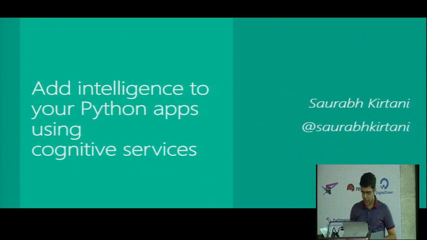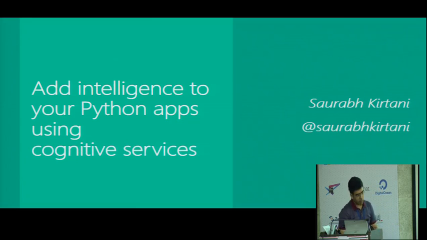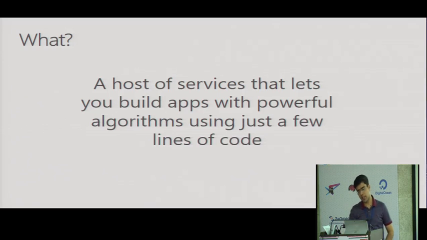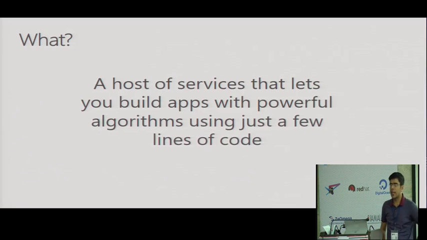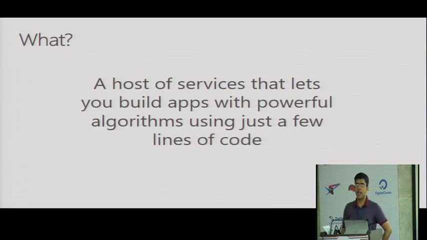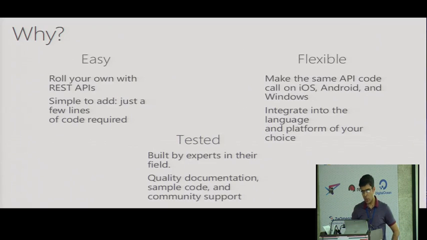That's the part. So I'm going to talk about cognitive services and how you can add these services to your Python apps. But first of all, what are these? These are a host of services that lets you build apps with powerful algorithms using just a few lines of code. Now, this is something that Microsoft Research has been doing for a lot of years. And just a few months back, they released these services to the public. And it's still in preview. But think of these as machine learning APIs which have been exposed to the world for you to consume.